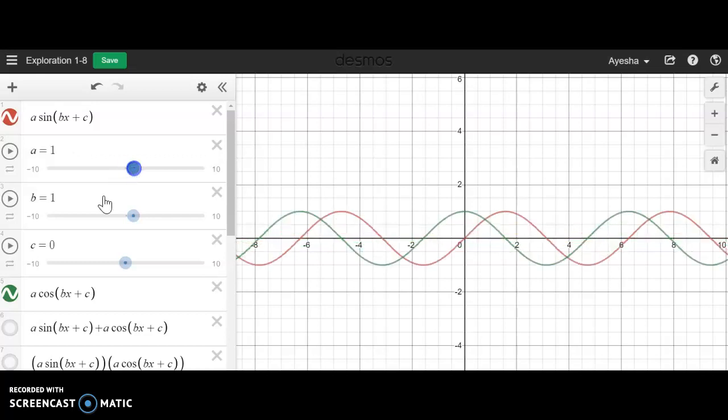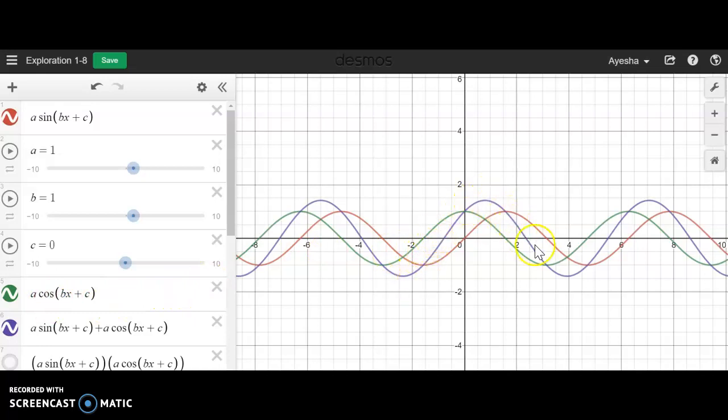What we want to explore is what happens when we change the values of a, b, and c for h of x equals f of x plus g of x. So a sine bx plus c plus a cosine bx plus c. I'm going to hide the graphs of a sine bx plus c and a cosine bx plus c.